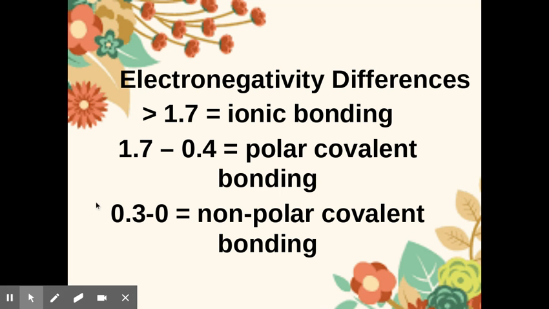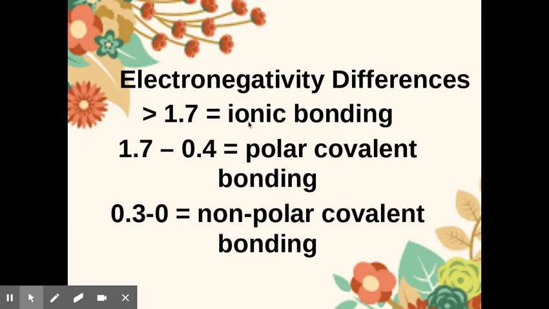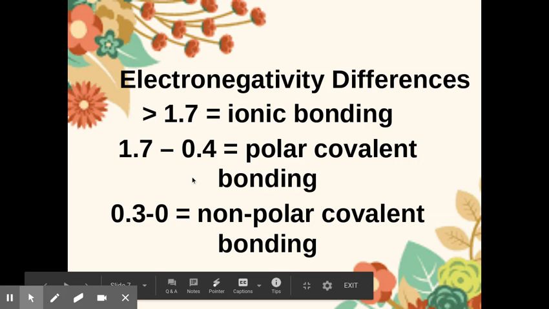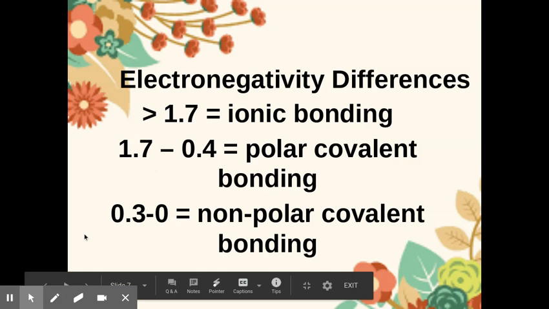Once we've found that difference, we're going to use this chart to determine what type of bond would be formed. If there's a large difference, 1.7 or higher, we're going to form an ionic bond. If the difference is between 1.7 and 0.4, it's going to be considered a polar bond. And if it's 0.3 or lower, it's going to be a nonpolar covalent bond. Some charts and some books have a little discrepancy between the 0.3 and 0.4, but for our purposes, 1.7 to 0.4 will be polar, and 0.3 and down will be nonpolar.